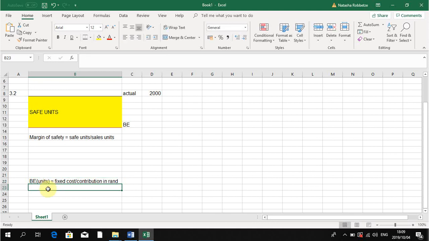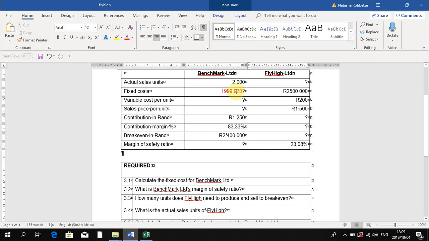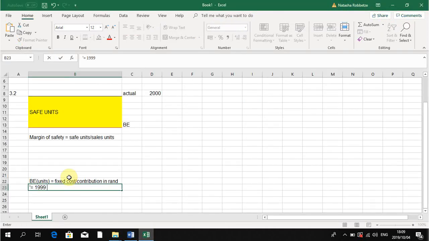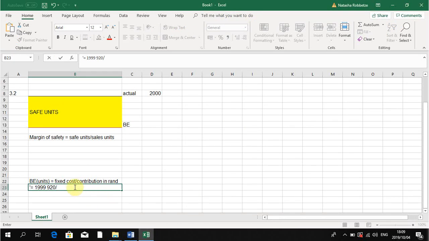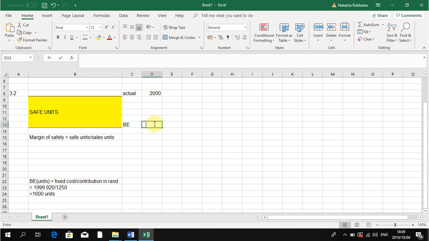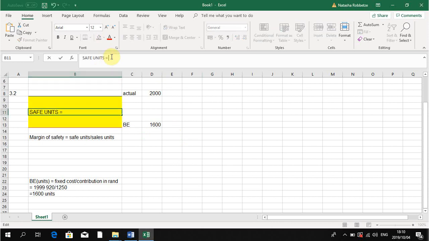And here, this now should not be a problem for you because you filled out that your fixed costs were 1,999,920 and the contribution was given. The contribution is 1,250. So I'm going to divide by 1,250. And if I do that calculation, I get 1,600 units as break-even units. So there we go, 1,600 units. So you'll agree with me, this safe units or this gap in between should represent then 400 units because the difference between 2,000 and 1,600 is 400 units.